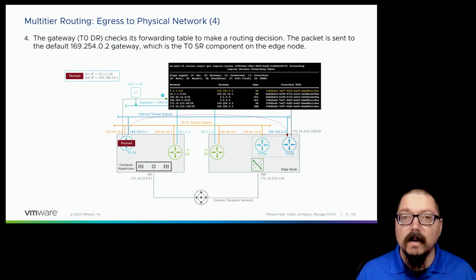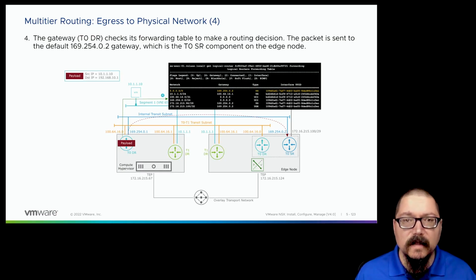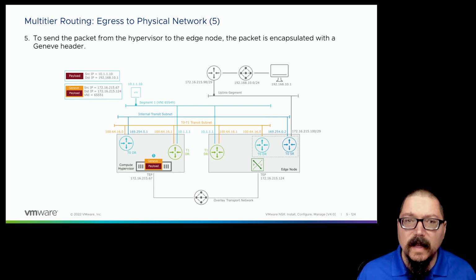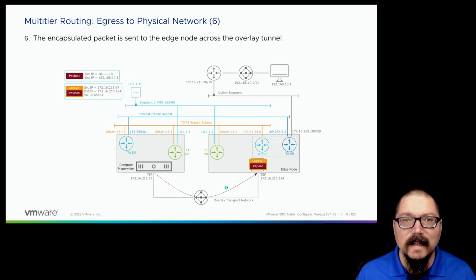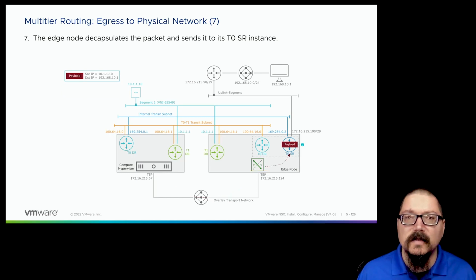So the tier 0 DR, just like in the last scenario, is going to put a layer 2 frame out on the logical switch, on the intra-tier transit logical switch. We're going to then find out that the destination MAC address is serviced by the edge tunnel endpoint. So we'll encapsulate and forward that to the edge TEP. The edge TEP will pick up that Geneve packet. We'll strip off all the headers. We'll hand that to the tier 0 service router.